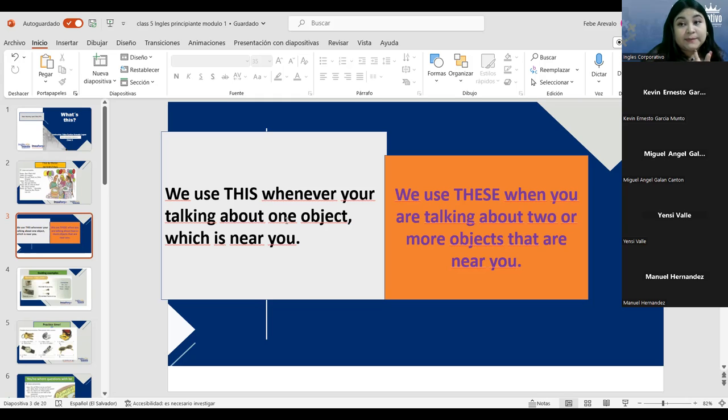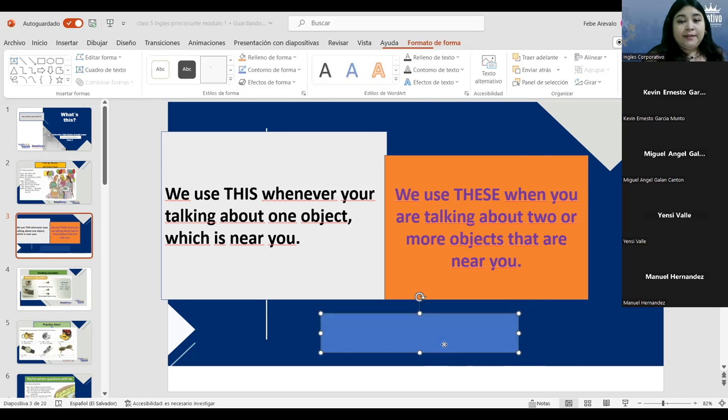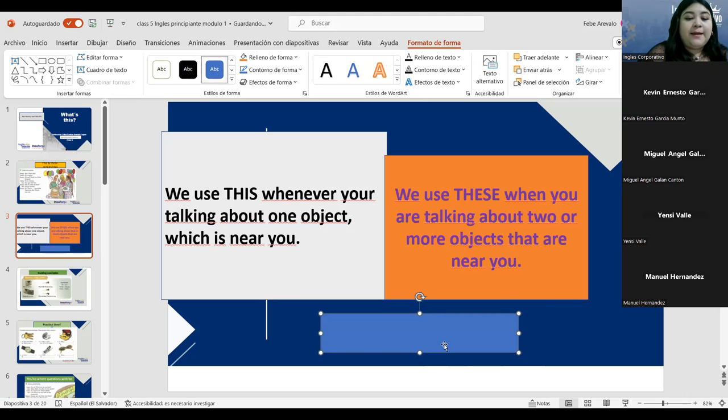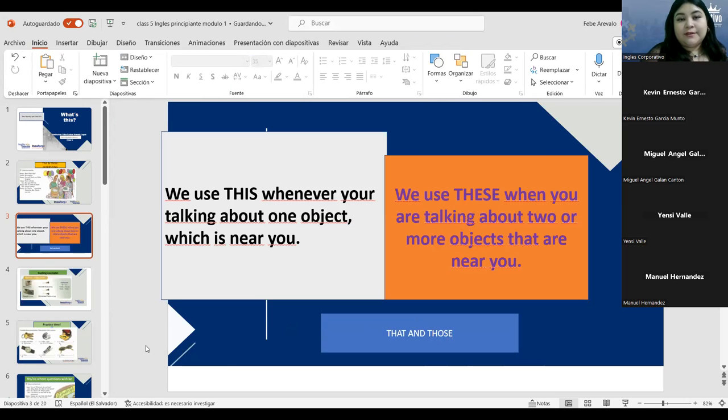Ambos demonstratives, ambos artículos demostrativos están hechos para hablar de objetos cerca de nosotros. Si escucharon en el video, él dijo que en otro video, o en otra clase, en otro nivel, van a ver los otros dos artículos que tenemos. For example, that and those. Eso y esos. All right?